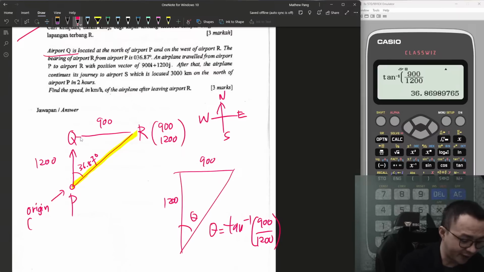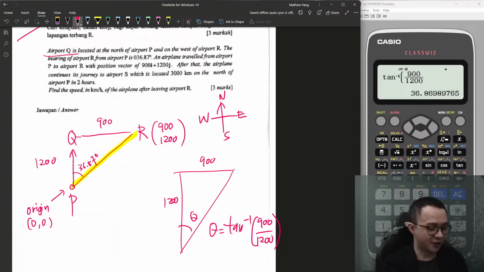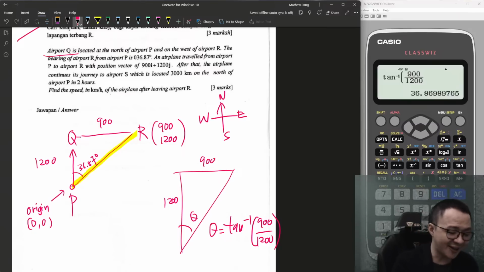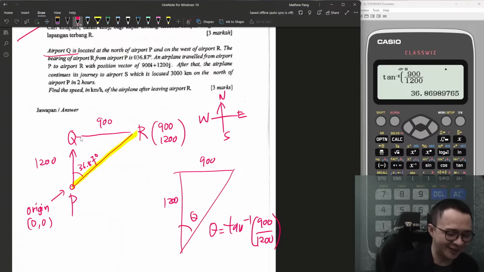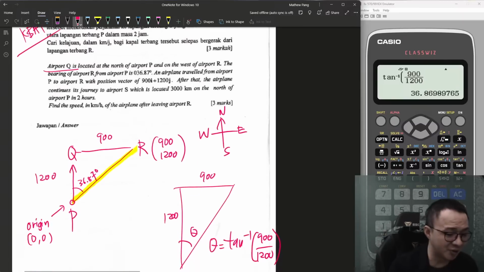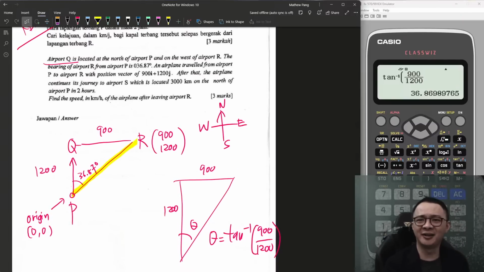So the position vector of P is 0, 0. Basically, it is 0i and 0j. So it makes sense to make R become 900i and 1200j. And I also assume this position vector is in km. Yeah, because they don't tell us anything about the position vector. They just say 900 and 1200.